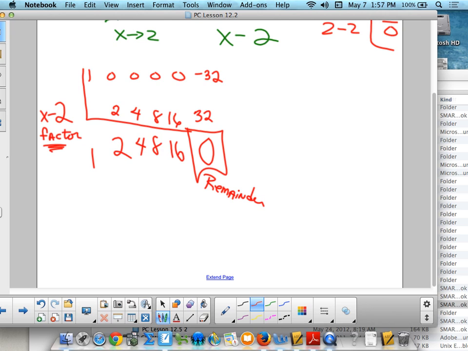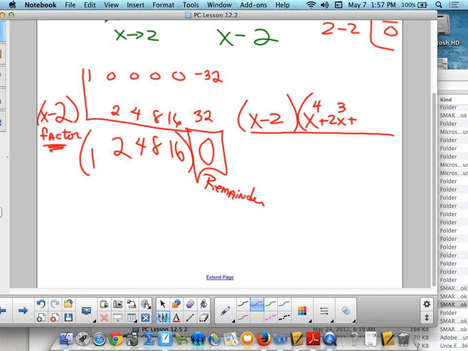Factor. X minus 2 is a factor of what's up above, which also means this times this would give me what's up above, right? So I'm going to write this for you. Up above, you can rewrite what's up above by going like this. X minus 2 times x to the fourth, that's this one, to what? X to the third. Okay, then what?